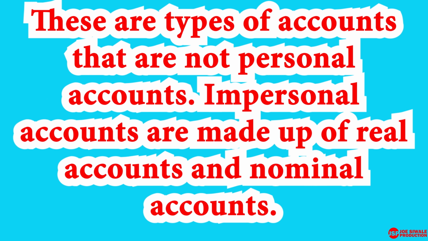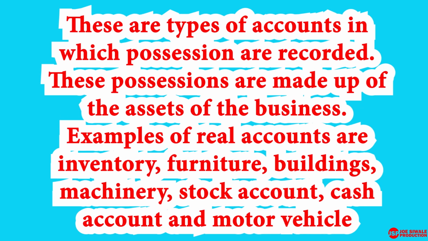Then the other type of account, we have impersonal accounts. These are types of accounts that are not personal accounts. Impersonal accounts are made up of real accounts and nominal accounts. So we're going to start by discussing what real accounts are. These are types of accounts in which possessions are recorded. These possessions are made up of assets of the business. Examples of real accounts are inventory, furniture, buildings, machinery, stock account, cash account, and motor vehicle account.